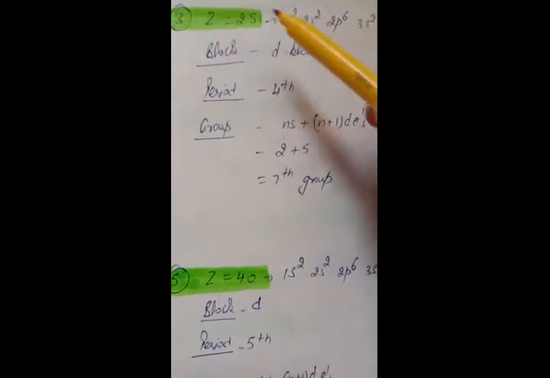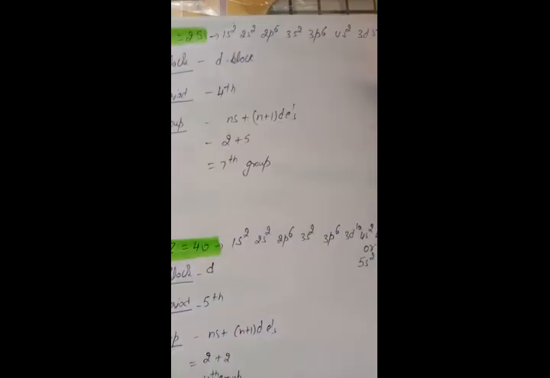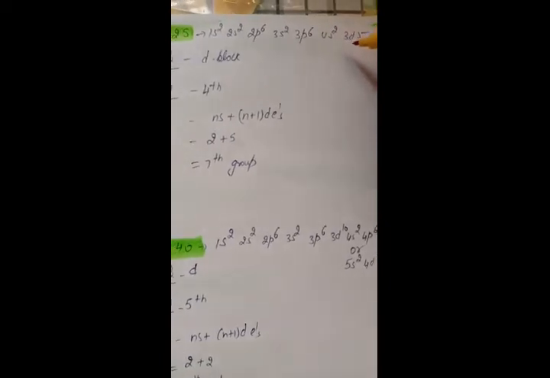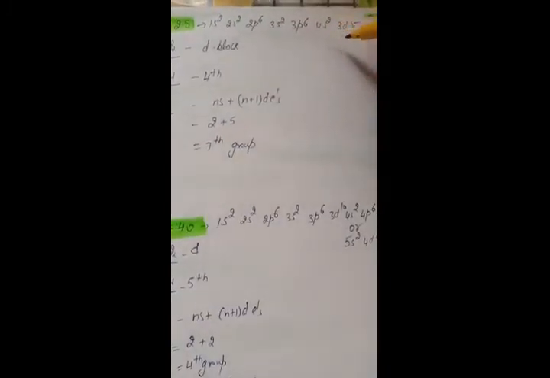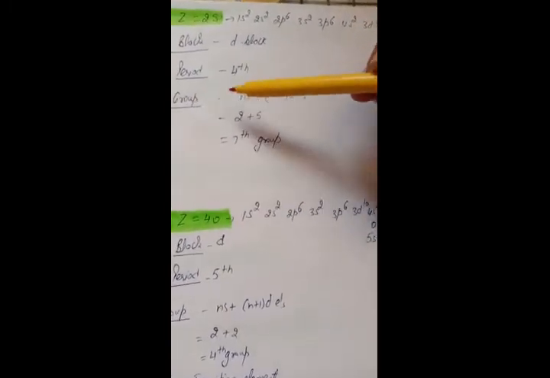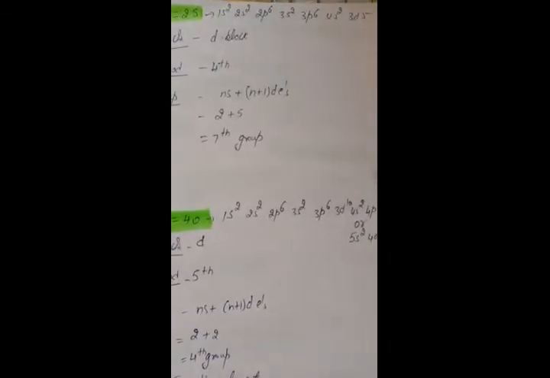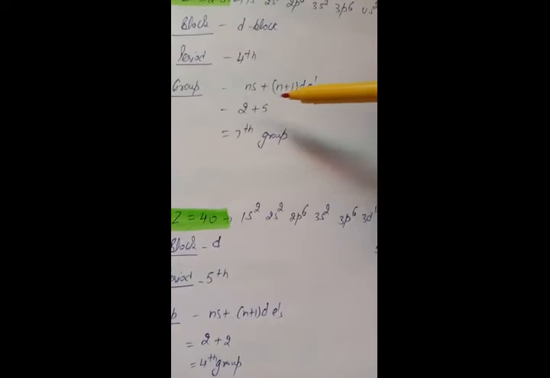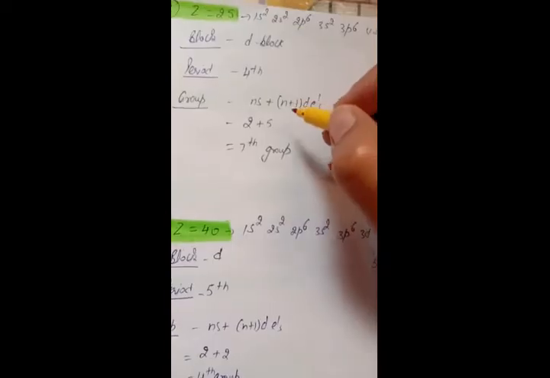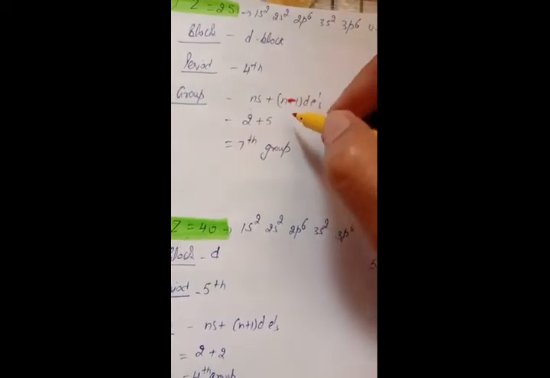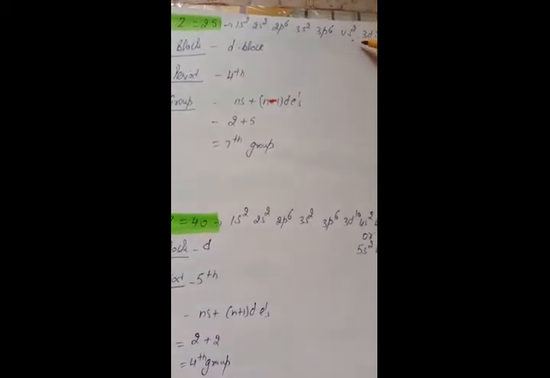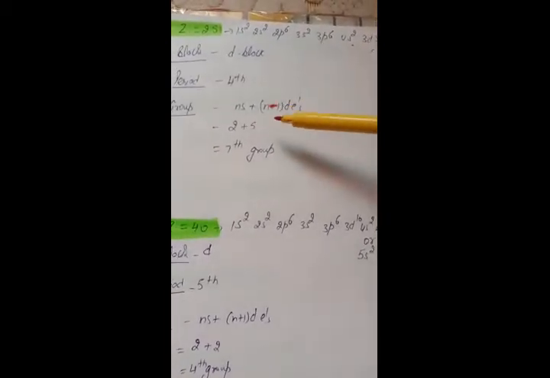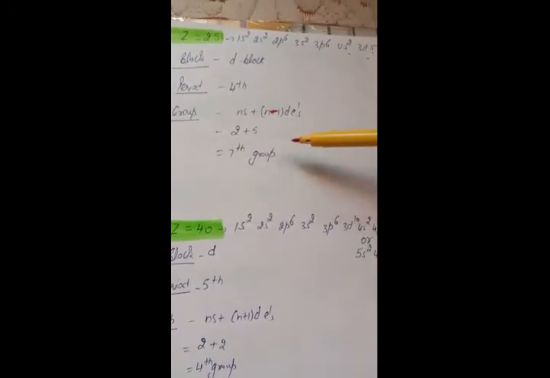I hope it's clear. We'll do some more examples. If Z is equal to 25, I'll see the last electron enters into the d subshell. It means its block is d, and the highest n number is 4, so the period is 4th. For group number, because it's a d block element, its formula is ns plus (n minus 1)d electrons. How many s electrons are there? 2, and the number of d electrons is 5, so 2 plus 5, it belongs to 7th group.